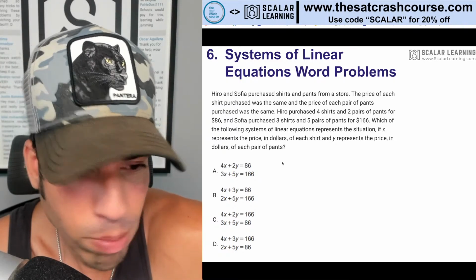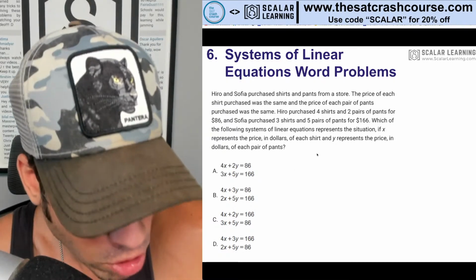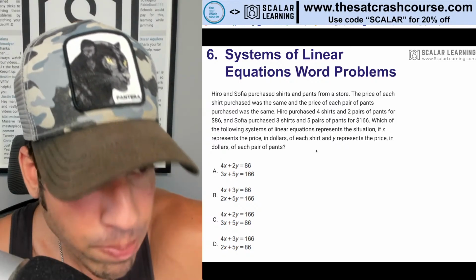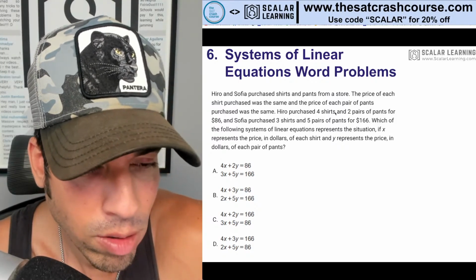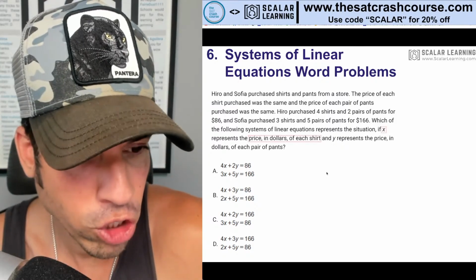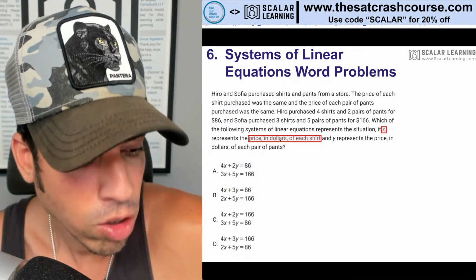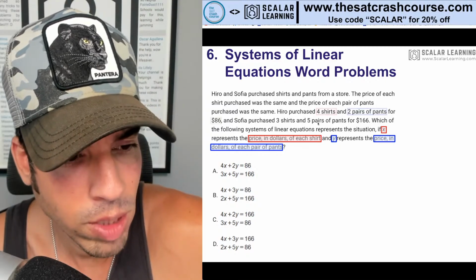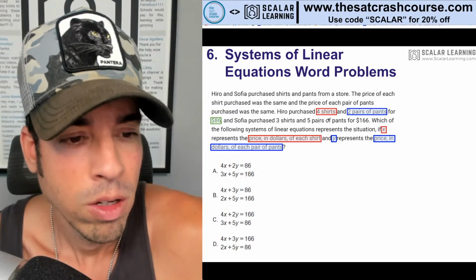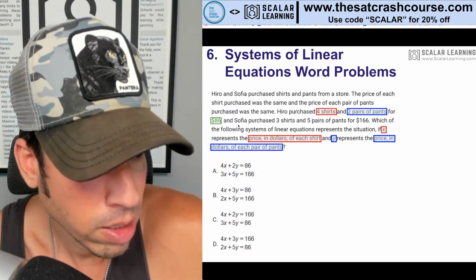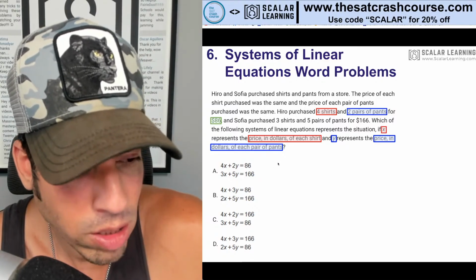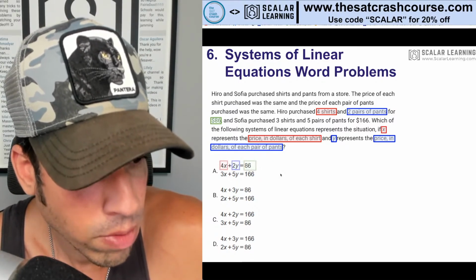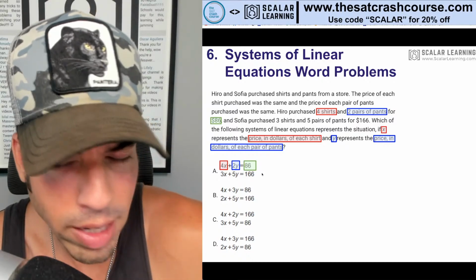All right, and then we have another one. This is a very interesting problem because you don't actually have to solve it. You just have to be able to set it up effectively. So check this out. We get two different relationships or equations. For example, first, recognize that X is the price of the shirts, Y is the price of the pants. And then we get these nice relationships. So 4 shirts, 2 pairs of pants is equal to 86. That translates to an equation of 4x plus 2y equals 86.